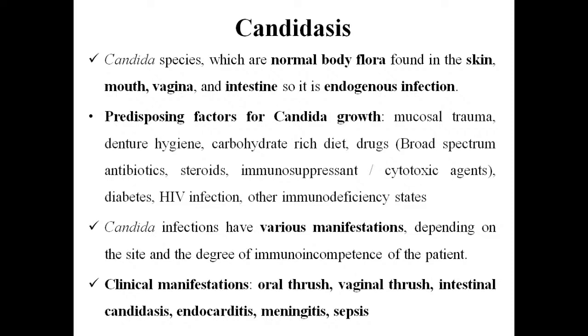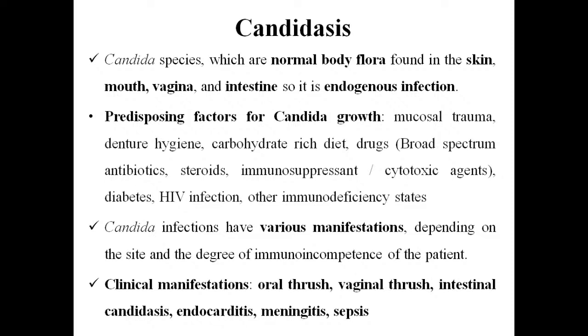candidiasis. But you should remember that the most frequent cause of candidiasis is broad-spectrum antibiotics. Broad-spectrum antibiotics kill the normal microflora bacteria. That's why Candida start to multiply. Normal microflora, for example, in a woman's vagina, bacteria like lactobacillus and bifidobacterium produce lactic acid. Candida don't like an acidic environment, so they don't multiply in these conditions. But when lactobacillus and bifidobacterium are killed by broad-spectrum antibiotics, there is no lactic acid and Candida start to multiply.